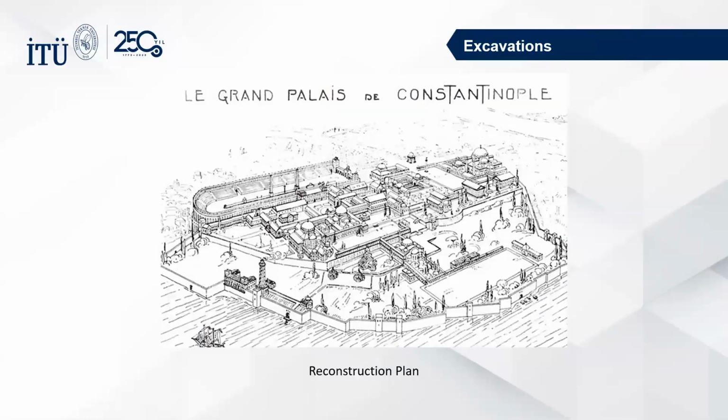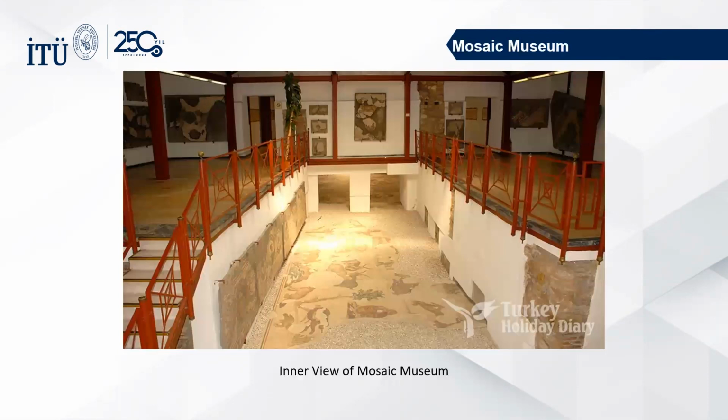This is again an illustration of the Byzantine palace located between the Hippodrome and the Hagia Sophia in today's Fatih, Istanbul. And let's look at some images in the Mosaic Museum and some detailed information about the Mosaic Museum.